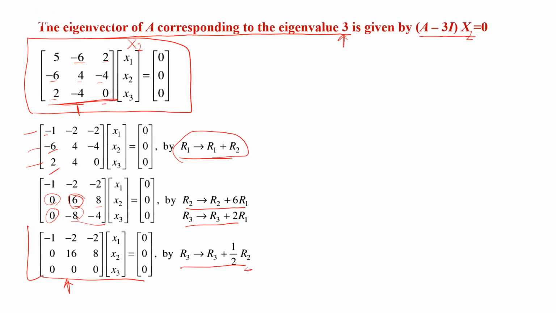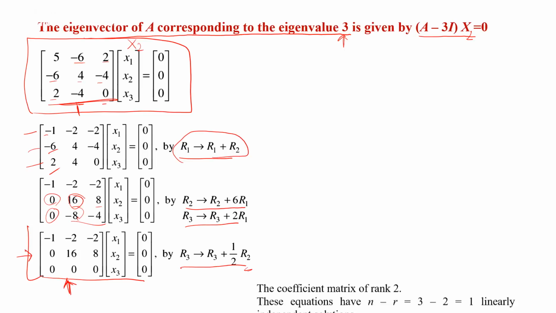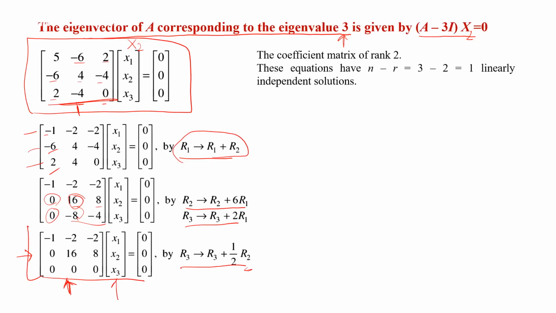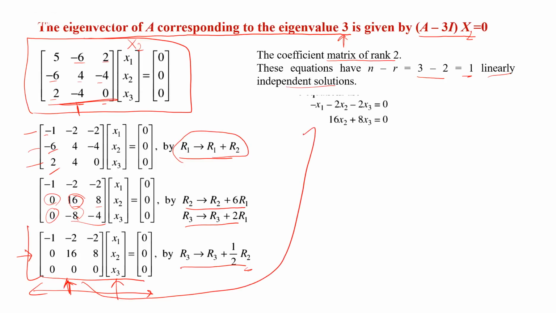Now this coefficient matrix has rank 2. So we have 3 unknowns and the coefficient matrix of rank 2, and 3 minus 2 is 1, it means one linearly independent solution. Or we can say this system has infinitely many solutions. So we convert that system again into equations. We get two equations, that is minus x1 minus 2x2 minus 2x3 equal to 0, and 16x2 plus 8x3 equal to 0.